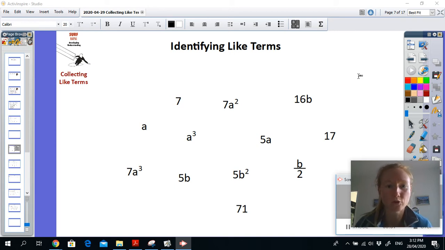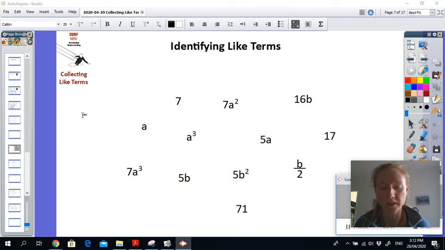Okay, so now we're going to move on to collecting like terms. Now we understand, or reminded ourselves, what these expressions mean. So to start off with, you're going to do a quick task in your book. There are 12 terms expressed on the board here.